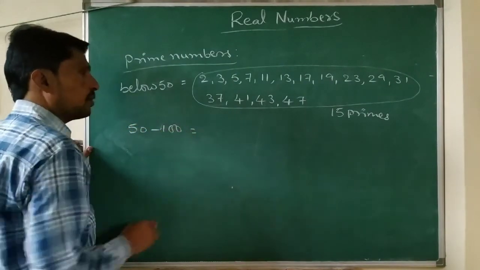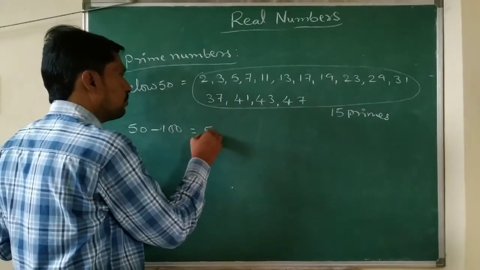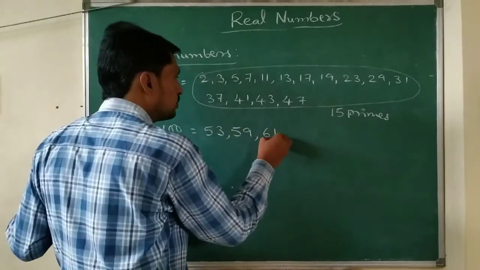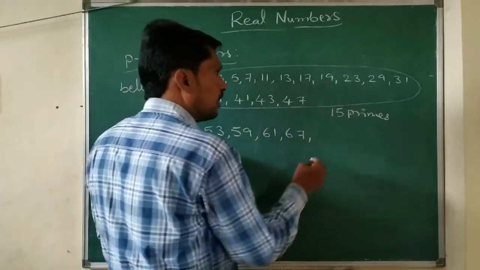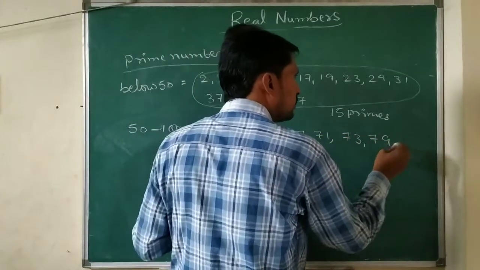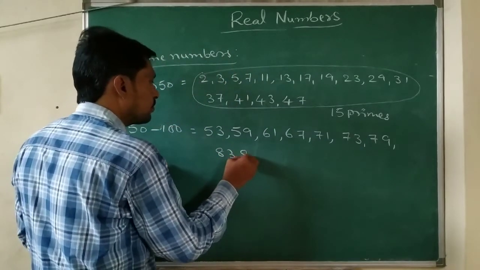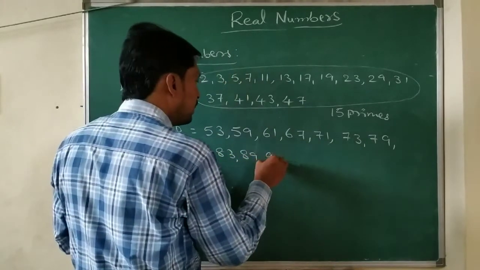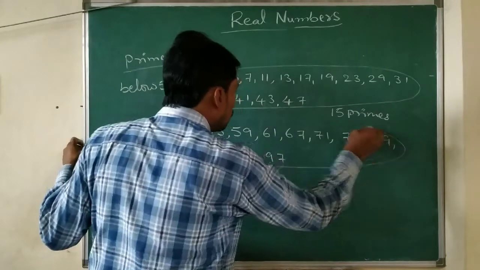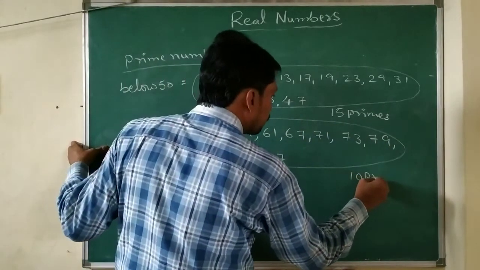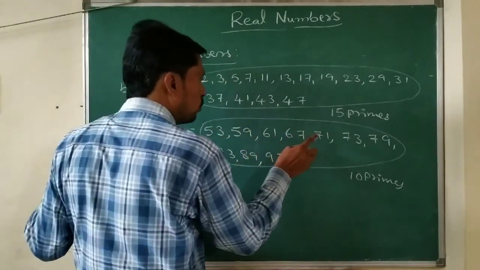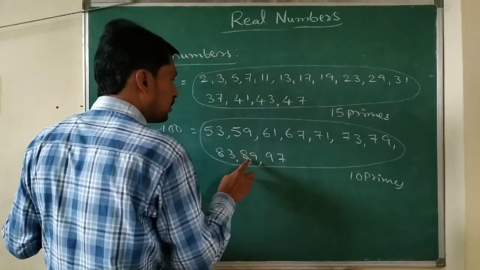Between 50 and 100, the first prime number is 53, and 59. Next, 61, 67 and 71. Next 73, 79, 83, 89 and 97. So from 50 to 100, how many prime numbers are there? Total, that is 10 primes. Once you count: 1, 2, 3, 4, 5, 6, 7, 8, 9, 10.